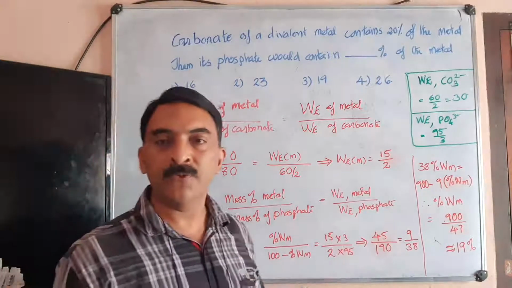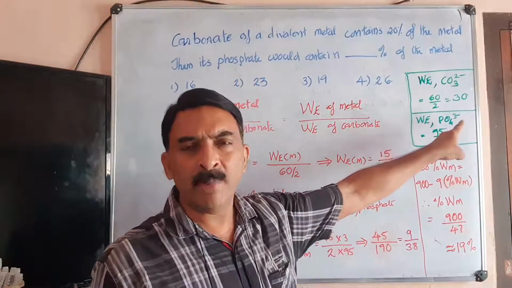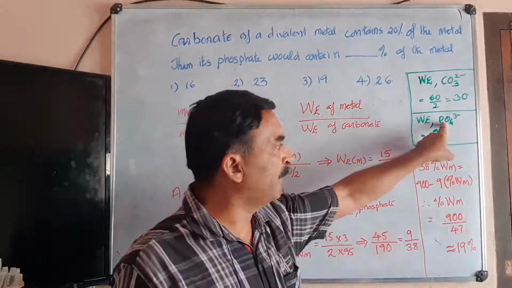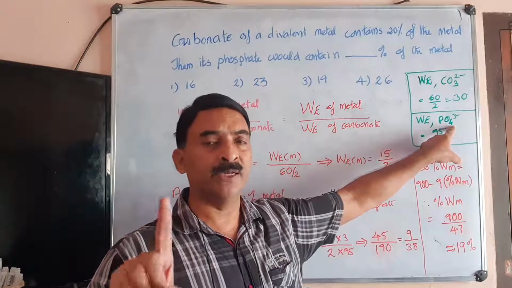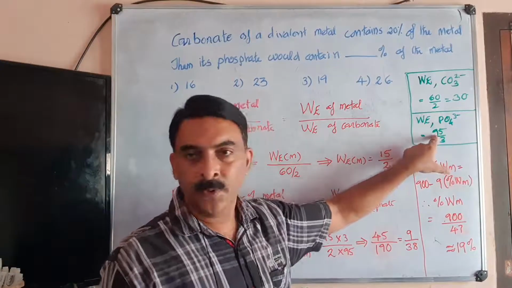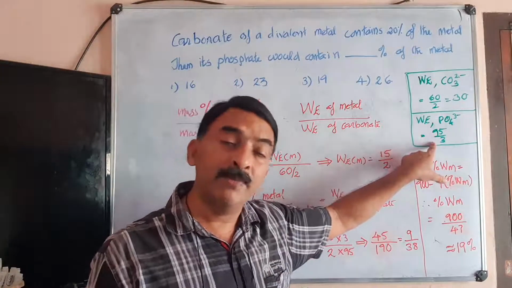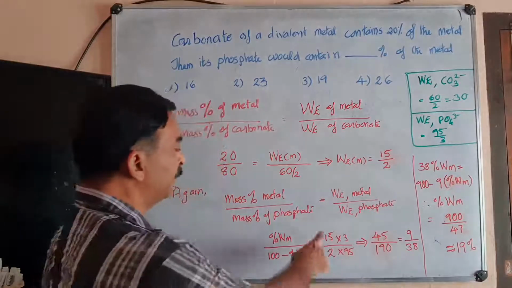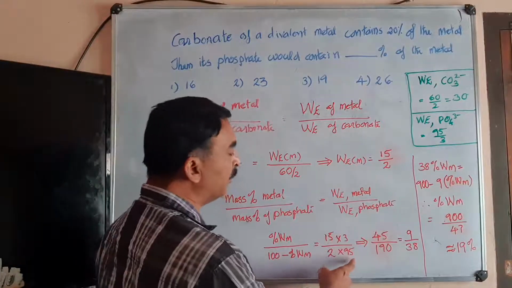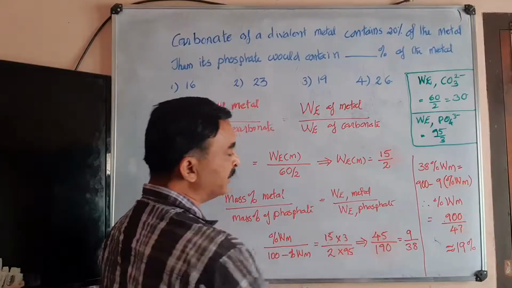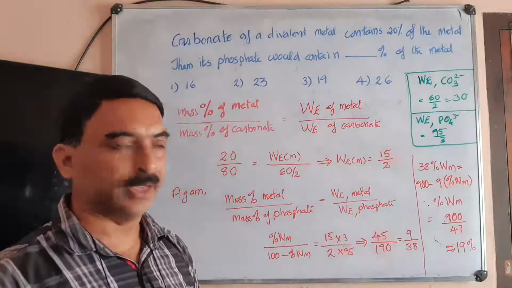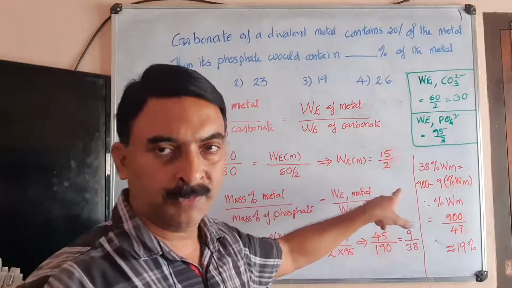What is the equivalent mass of phosphate? Phosphate's ionic mass is 95: PO4, add up, 31 is the atomic mass of phosphorus, don't forget 31, so you get 95. Since this is trivalent, you have to divide it by 3, not by 2. So 15 by 2, and in the denominator you have 95 by 3. So the 3 comes to the numerator. Upon simplification you get 9 by 38. Now cross multiply and further simplify.